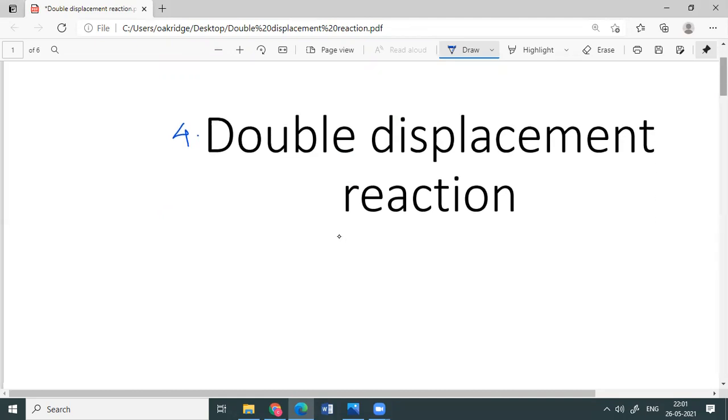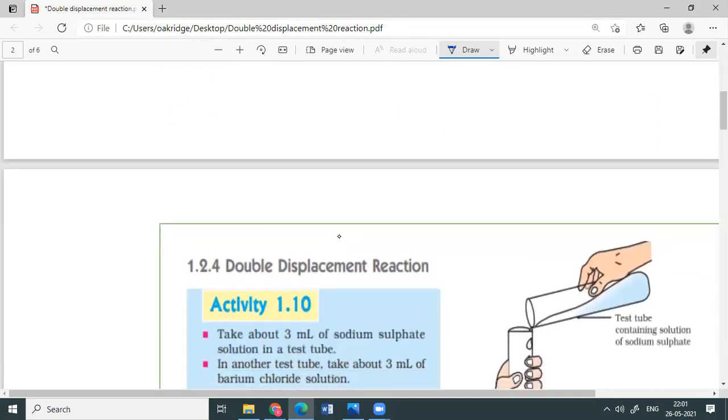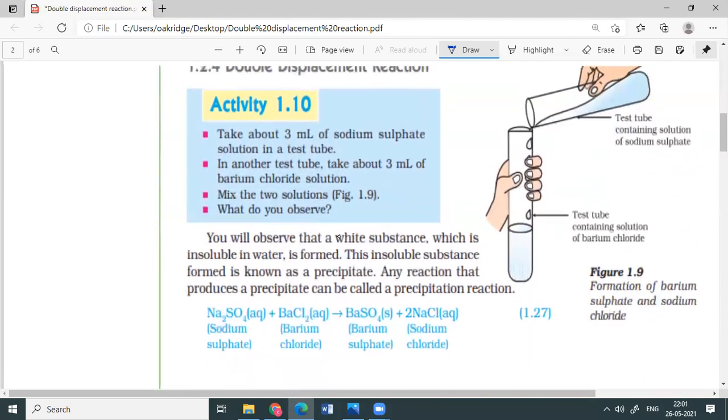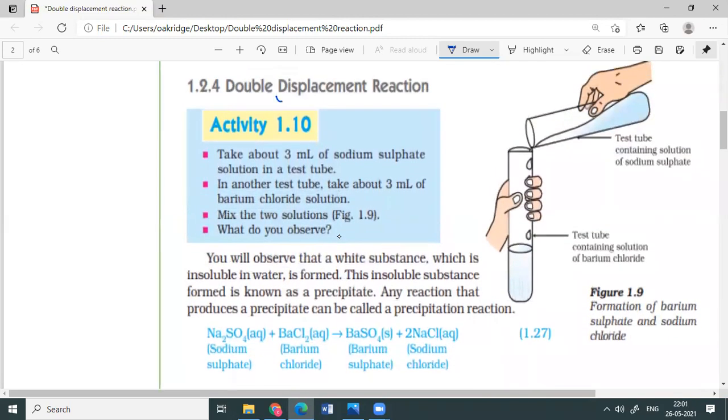So double displacement reaction, children. Though the name displacement has come here, it doesn't mean that displacement is exactly taking place. So please don't get the wrong notion of writing more reactive, less reactive. I've seen students answering the questions with respect to more reactive and less reactive. Please don't get into that confusion. If this word double comes in front of displacement, this is a completely different reaction.